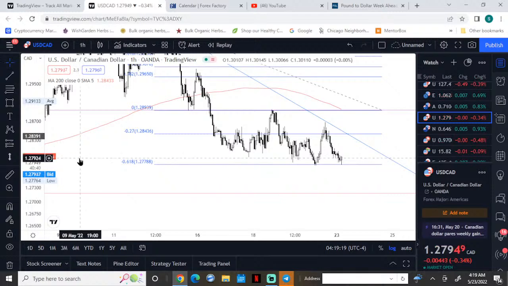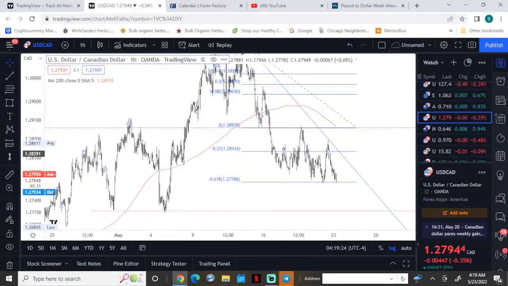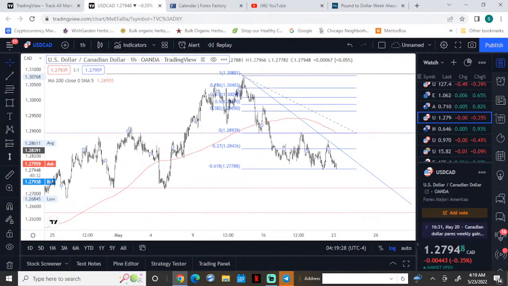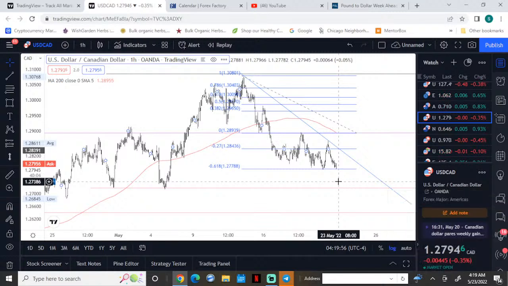All right. So that's USD CAD right now. We do have a beautiful downtrend. We got our high, we got our low, got our lower low, lower high, lower low, lower high, lower low, lower high. Would like to see another lower low to continue on. Right now, we're just waiting.